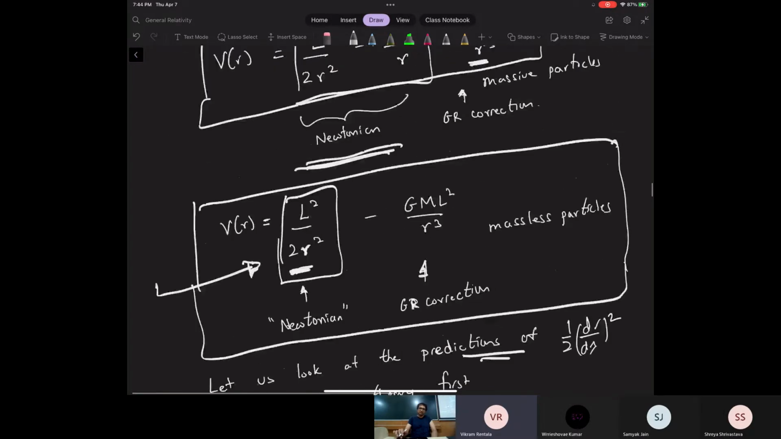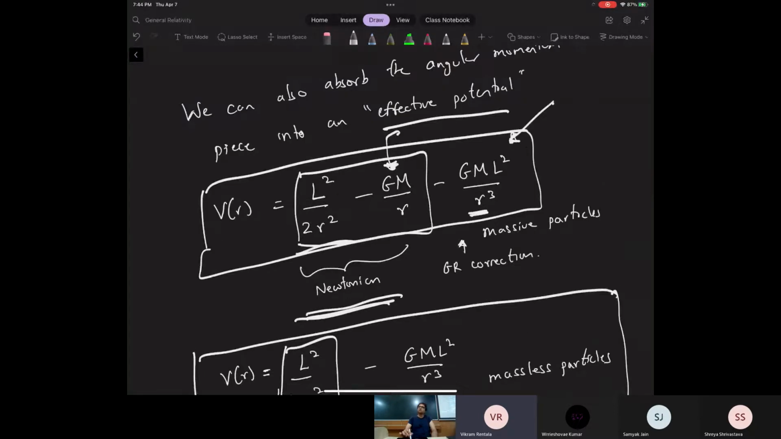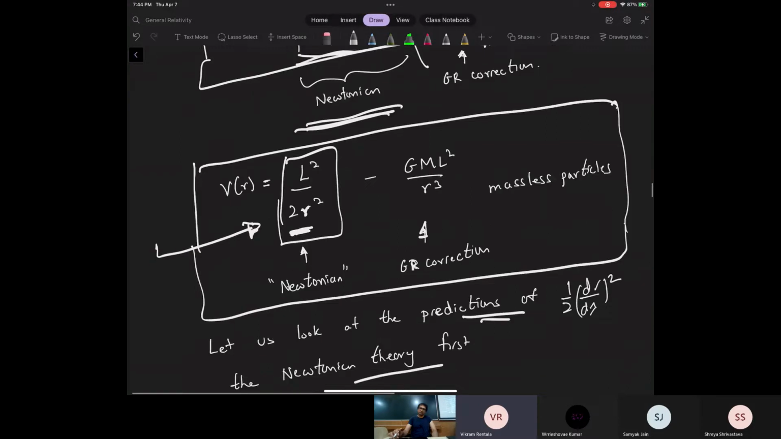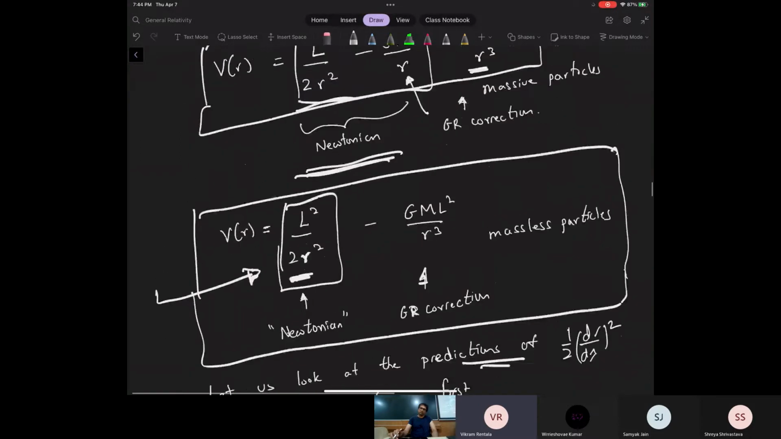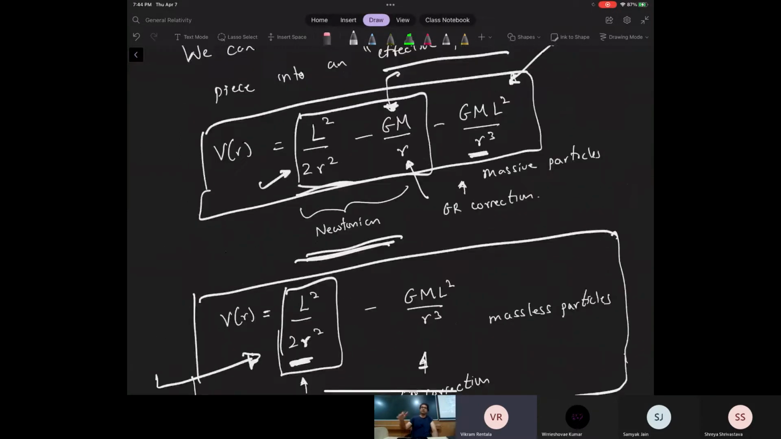For a massive particle, I have L squared by 2r squared minus GM by r. Now at small r, which part will dominate? Sorry, did I get that right? No, the other way around. The 1 by r squared term dominates for small r, because it increases more rapidly as r gets smaller compared to the 1 by r term. At large r, the minus GM by r term will dominate, because 1 by r squared will fall off faster.